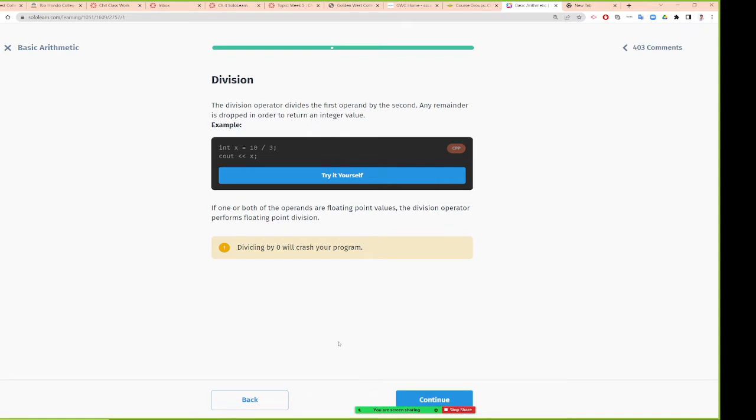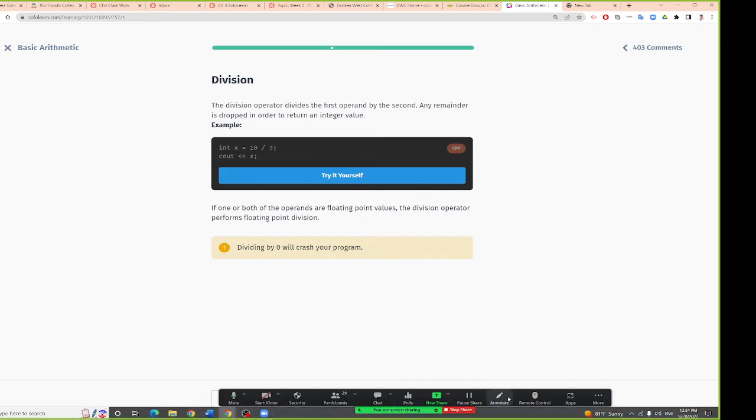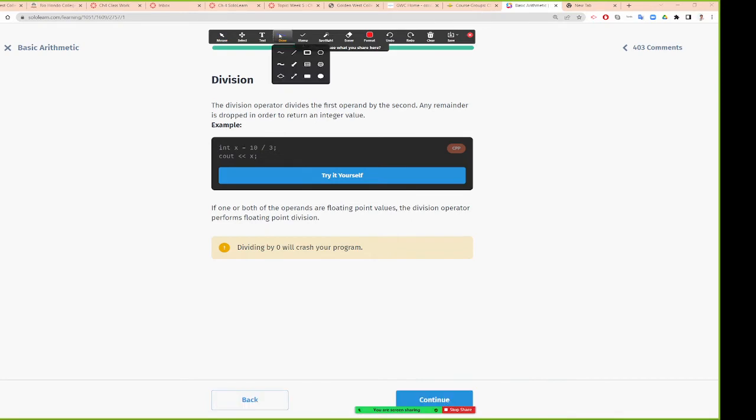Division. So what happens is the division operator divides the first operand by the second operand. Any remainder is dropped in order to return an integer value. So x divided by 3. Can you tell me what's the x number? So if you do 10 divided by 3, because it's an integer, slash is integer divide. So let me do the division for you right now.